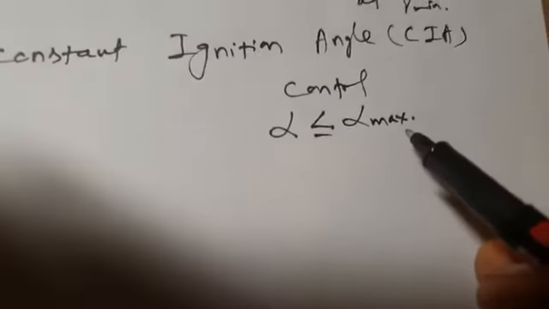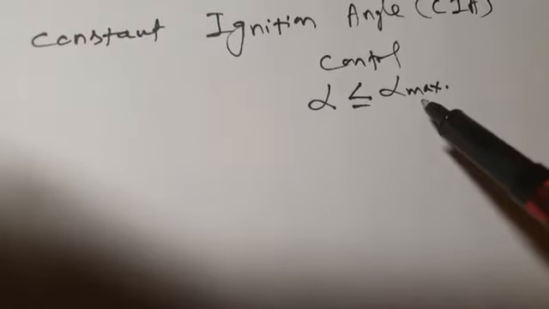So therefore, on rectifier side, we have constant ignition angle control, CIA control. Because alpha has to be less than or equal to alpha max. You never allow alpha to go greater than alpha max, because if alpha goes greater than alpha max, it draws more and more reactive power. So that's called constant ignition angle control. Alpha is varied on the rectifier side, but it is not allowed to go beyond alpha max. So that control is called constant ignition angle control, CIA.